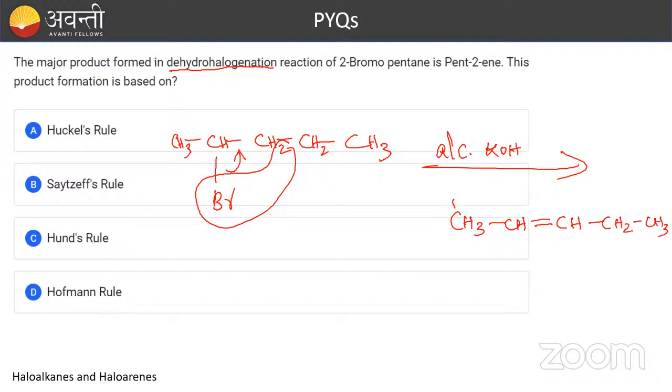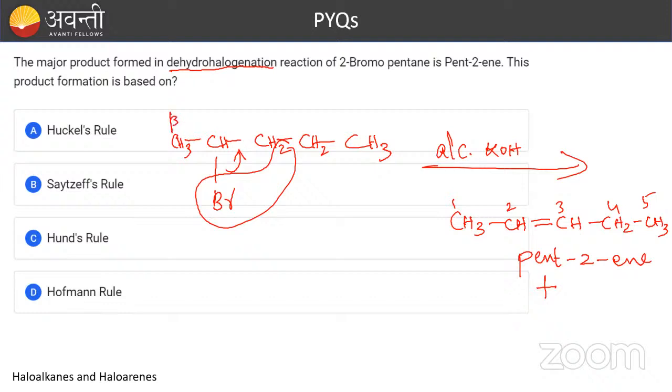So what is this? 1, 2, 3, 4, 5. So it is called pent-2-ene. Between carbon 2 and 3, we have a double bond, right? So it is pent-2-ene. So why is pent-2-ene formed as a major product? One more product is also possible. You know what that is?